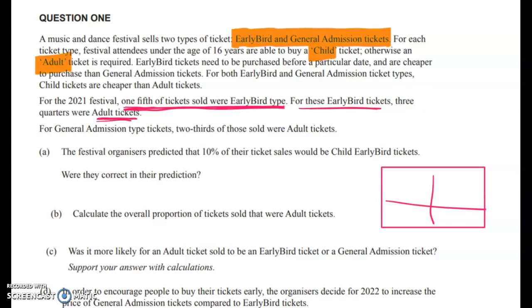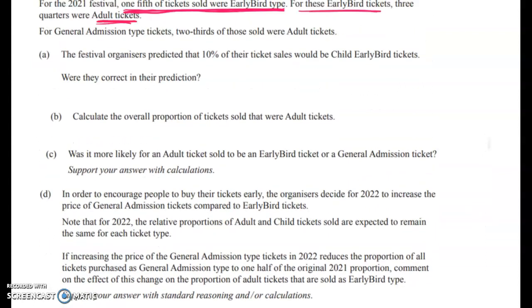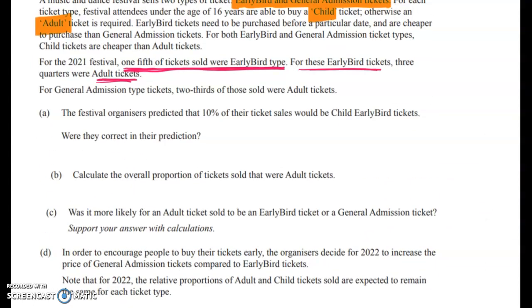So once I've read that far, I know that a table's not really going to fit with the way the information's been structured, and I'm going to be best off to do a tree diagram, and that's going to work for the whole of this question. For general admission ticket types, 2/3 of those sold were adult tickets. So we're ready now to get on with it and set that tree up.